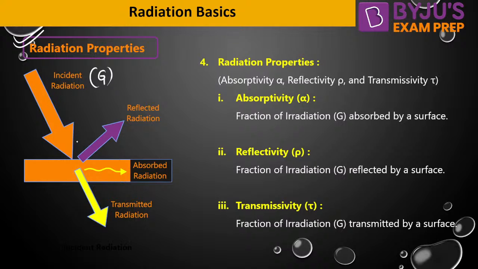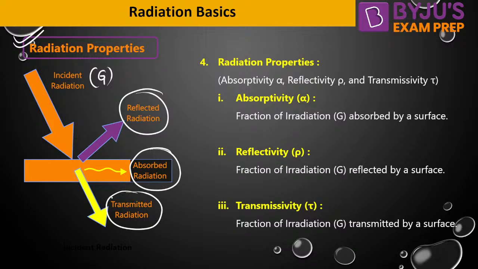If there is a radiation incident on a surface, then out of that irradiation, some part will be reflected by the surface, some part will be absorbed by the surface, and some part will be transmitted by the surface. So absorptivity of the surface is defined as the fraction of irradiation, that is the incident radiation, absorbed by the particular surface. That is G alpha. Absorbed radiation is G alpha. So absorptivity can be defined as G alpha divided by G. That is called absorptivity of a particular surface.